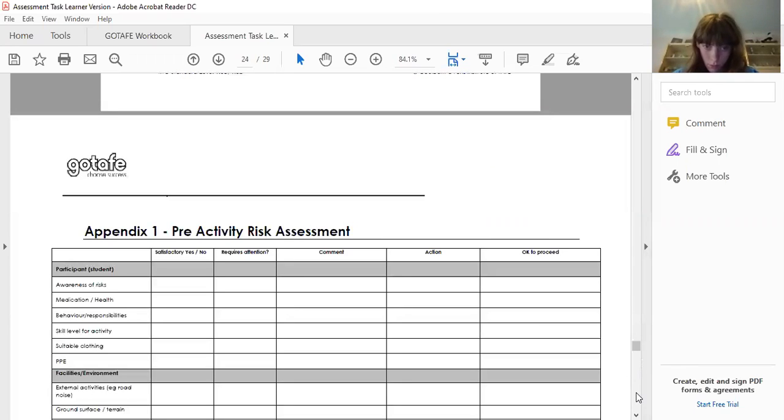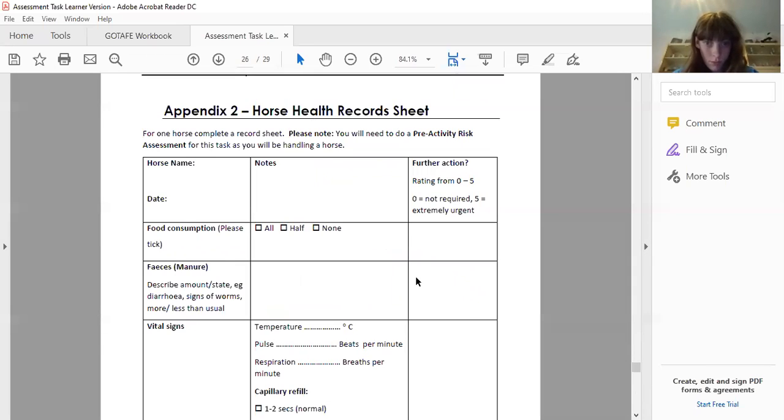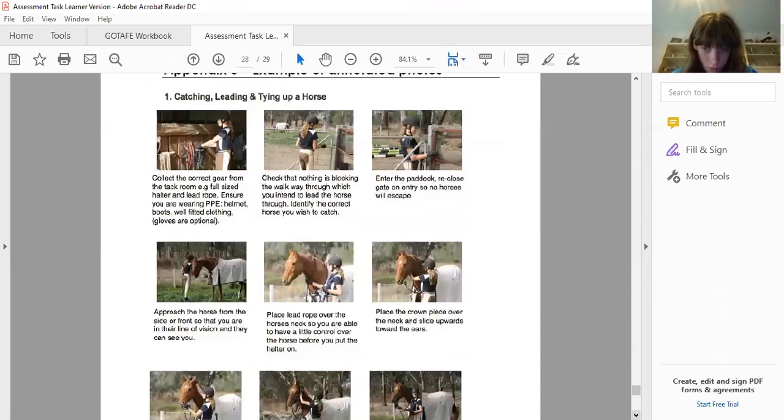So Appendix 1 is your pre-activity risk assessment that covers question number 1. And then Appendix 2 is your horse health record sheet that needs to be filled in for one of the 2 horses that you're taking vitals on. And then underneath that is just an example of how you may go about doing annotated photos.